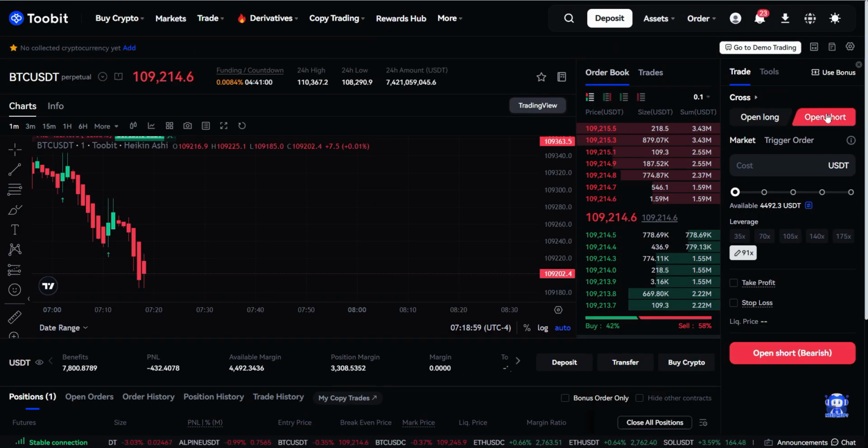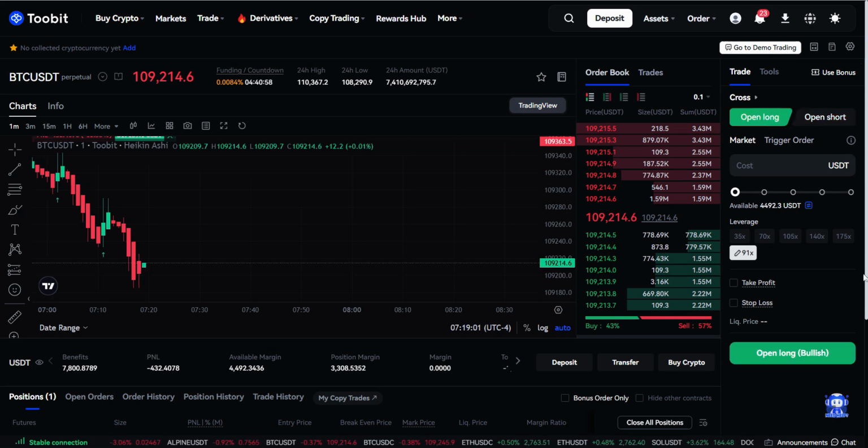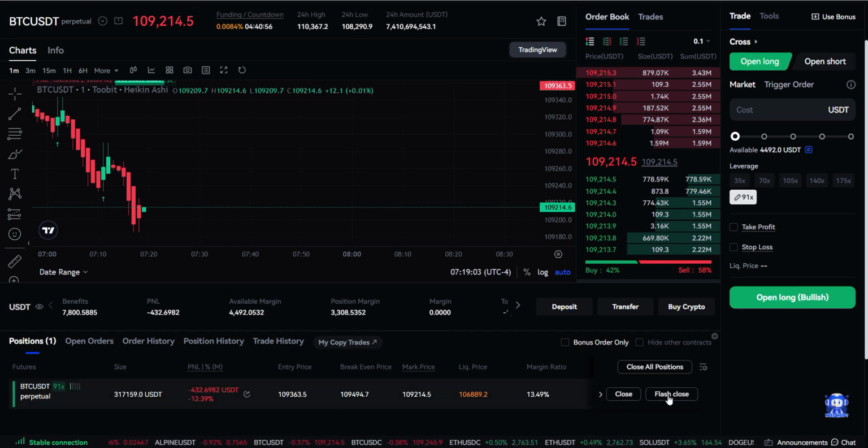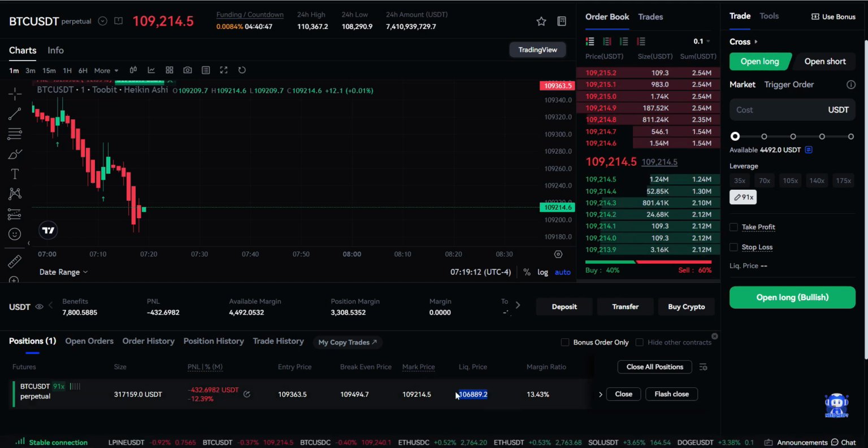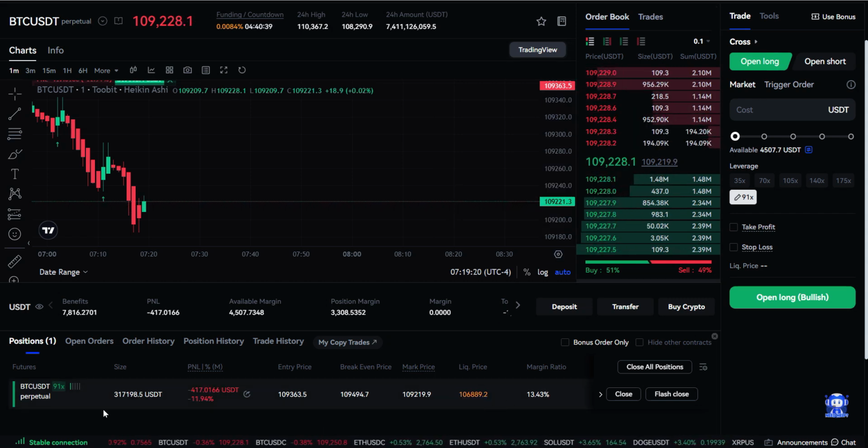So again, for short, open short. Long, open long. Flash close closes all trades. Here is your liquidation price. I am just under 107. This changes with how much you put in the trade. You really want to try to have a $3,000 gap, which is pretty much almost what I have here.